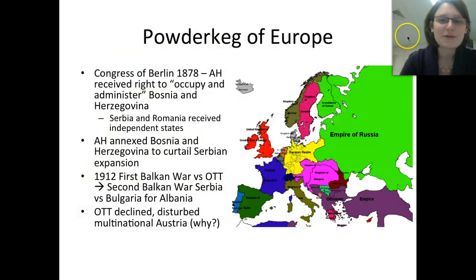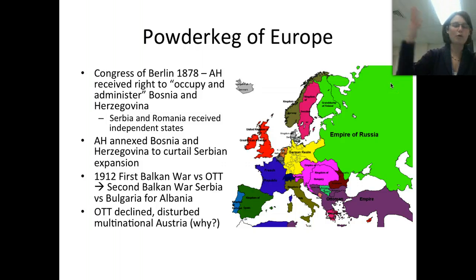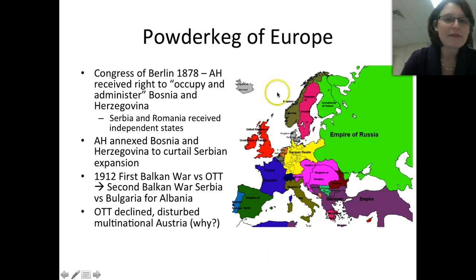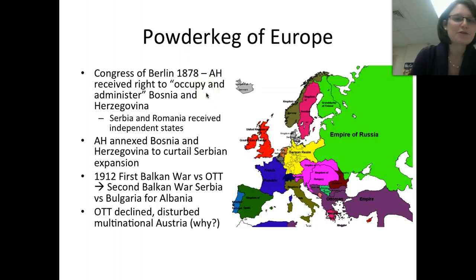Now, that led to the Balkans being called the powder keg of Europe. A powder keg is full of gunpowder, could explode at any moment, right? So at the Congress of Berlin, Austria-Hungary received the right to, quote, occupy and administer, so rule over, Bosnia and Herzegovina. Okay, so Serbia and Romania received independent states, but Bosnia and Herzegovina didn't. Long story short, Austria-Hungary is not well liked in the Balkans, and so they work really hard to curtail or stop Serbian expansion because they're threatened by that because it messes with their balance of power.